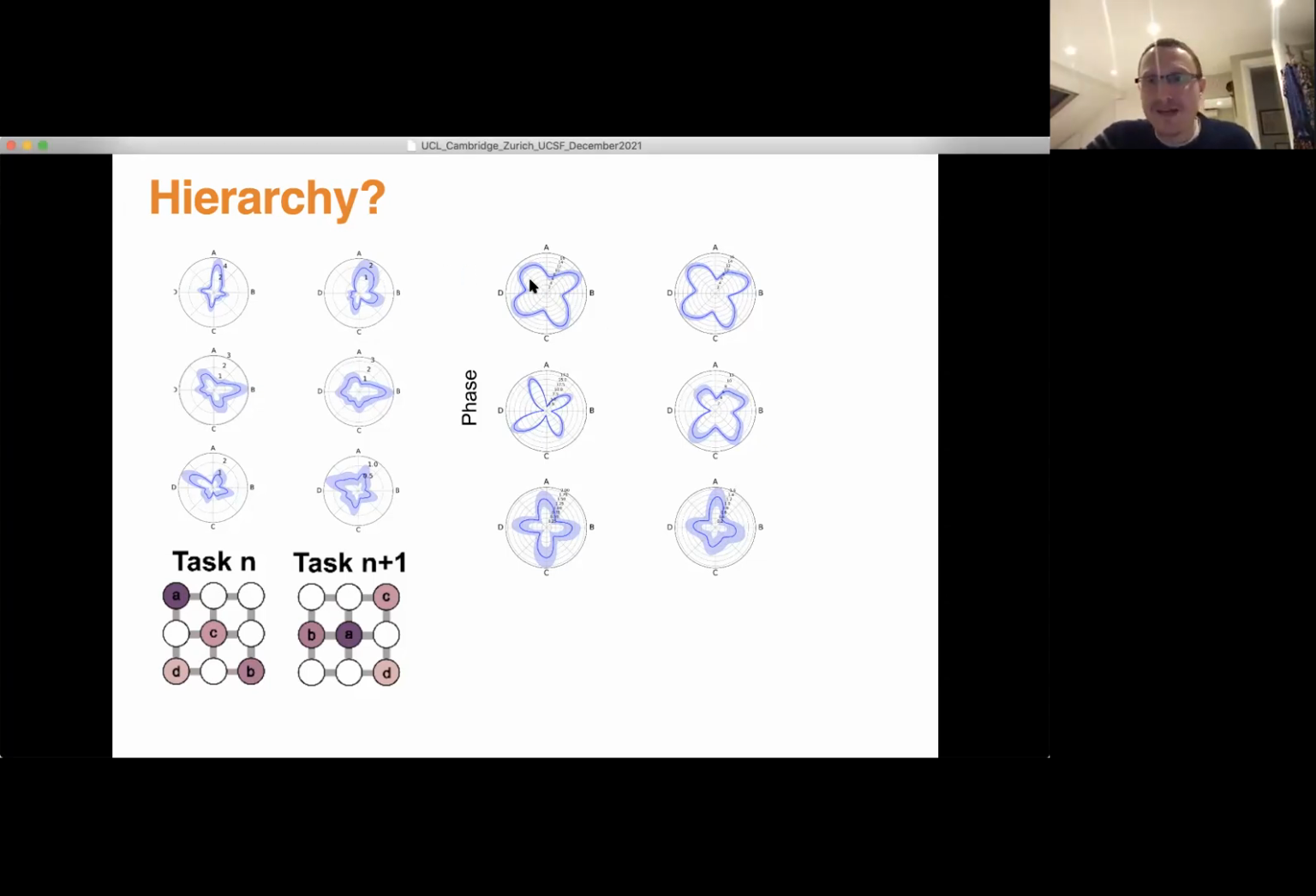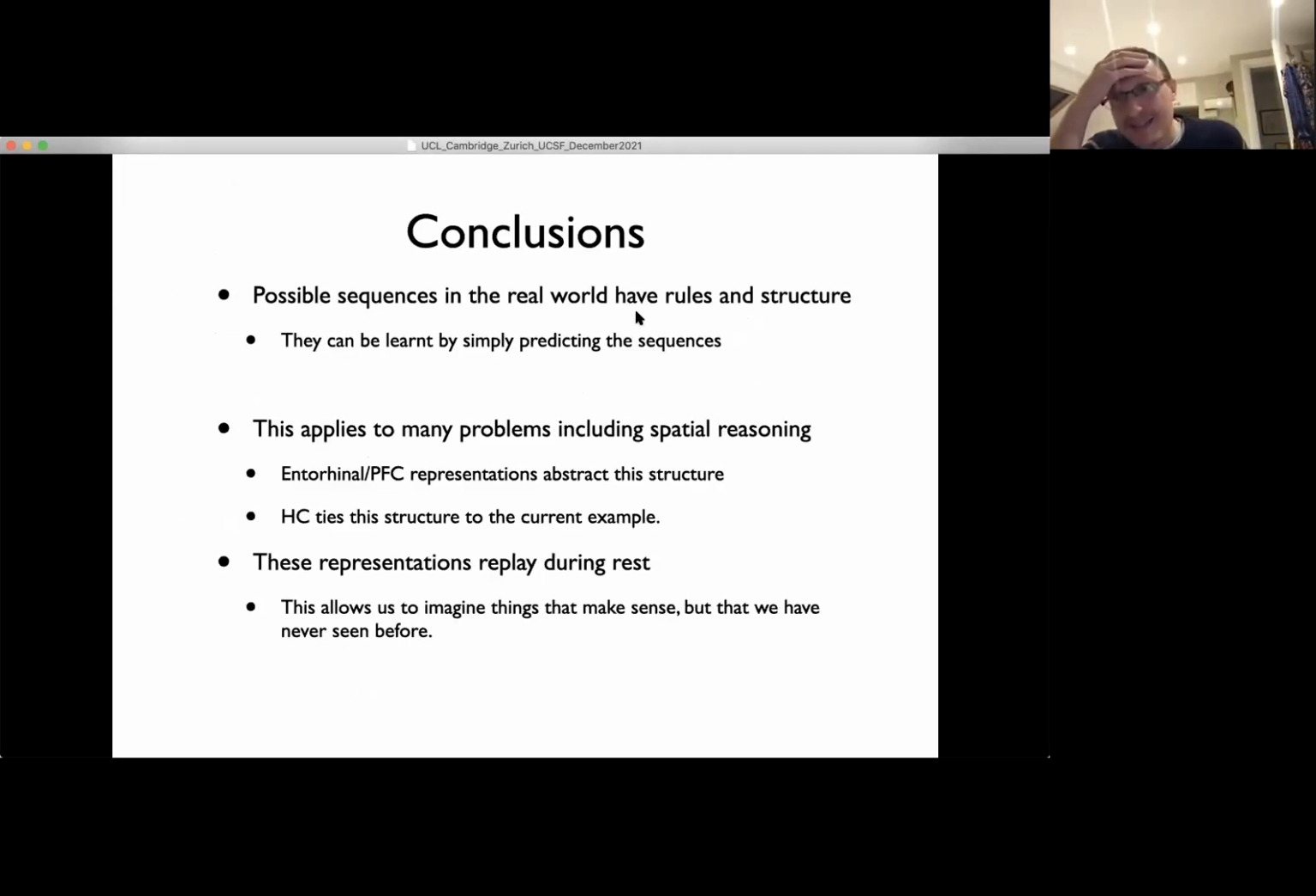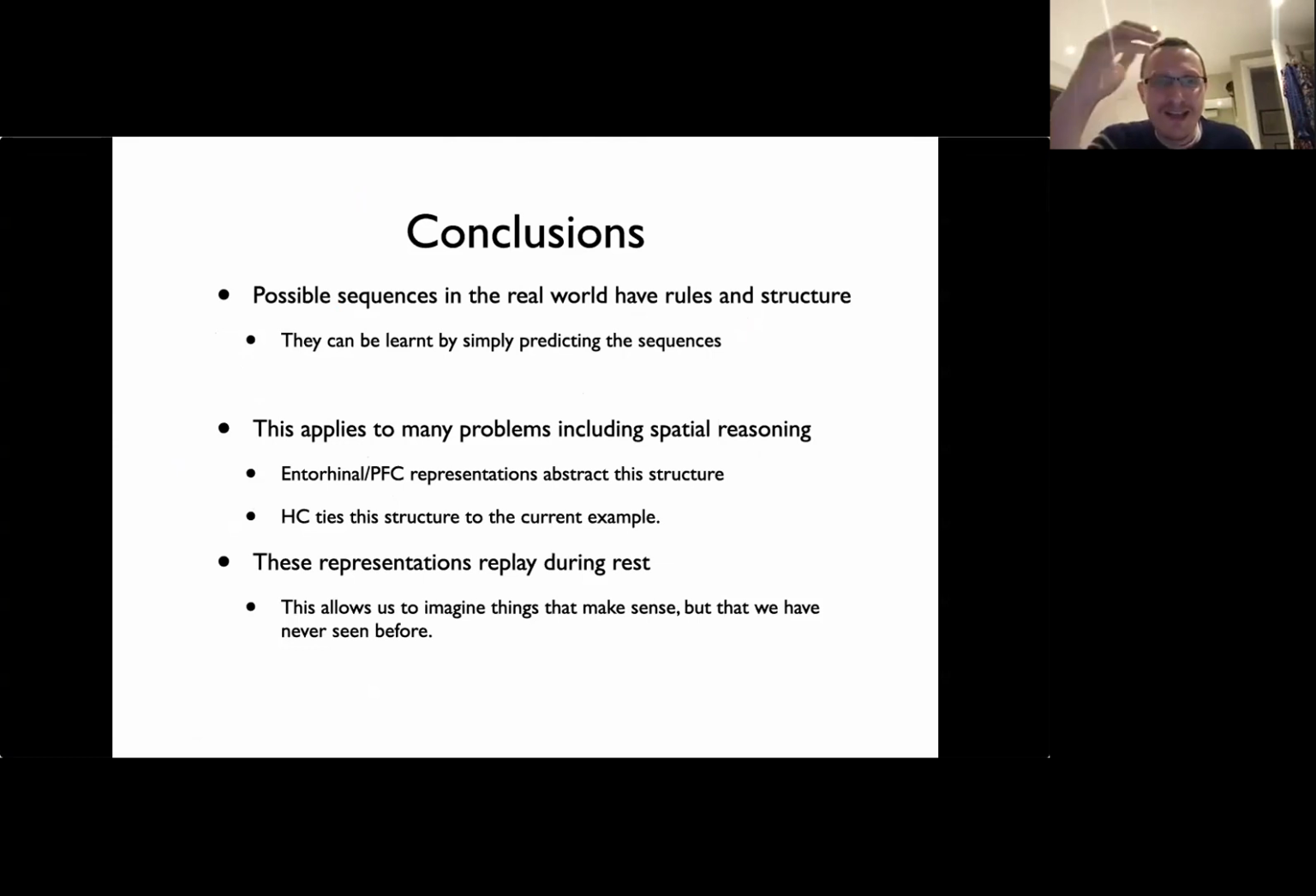And so somehow these hierarchical levels of cells are like the one-dimensional versions of grid cells in the 2D, and they're in these hierarchical modules. All right, that's all I have to say. Possible sequences in the real world have rules and structure. They can be learned by predicting sequences. And this line of argument makes it possible to think in similar ways about lots of very, very different problems.